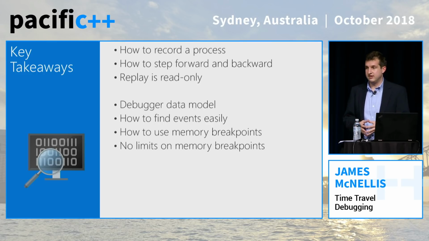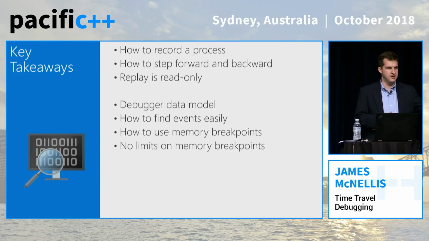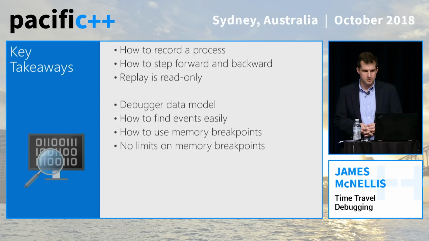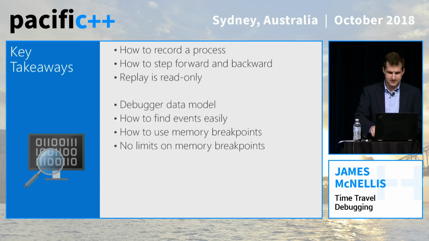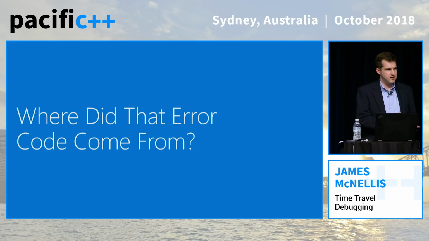So for example, if you have a std map and you want to know when any node is modified, you could set memory breakpoints on all the nodes of your 10,000 element map, and that's not a problem. So those are things that you can't do with traditional debugging on a regular CPU. All right. So those are like the basics of how to use time travel debugging, right?